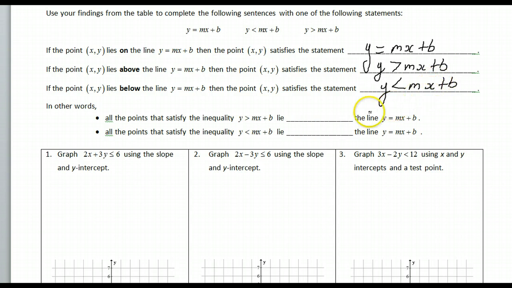In other words, all the points that satisfy the inequality y is greater than mx plus b must lie above the line, and all the points that satisfy the inequality y is less than mx plus b must lie below the line. Okay, let's try a few of these.